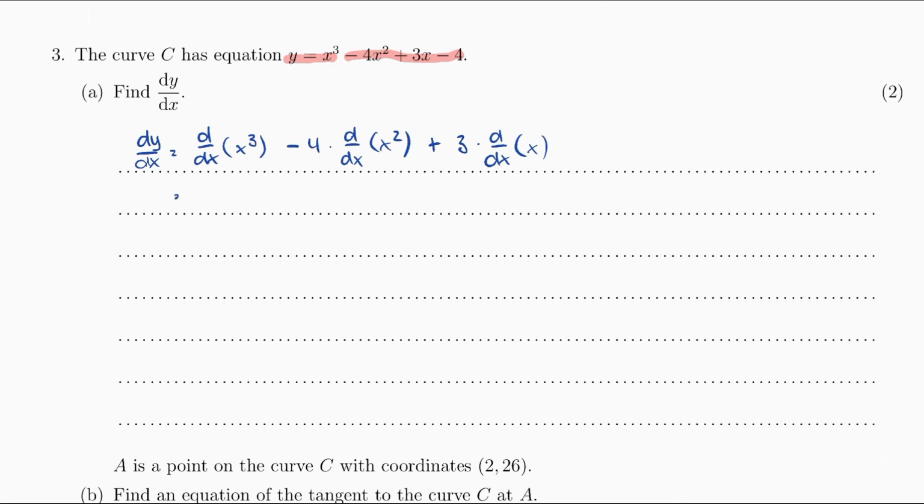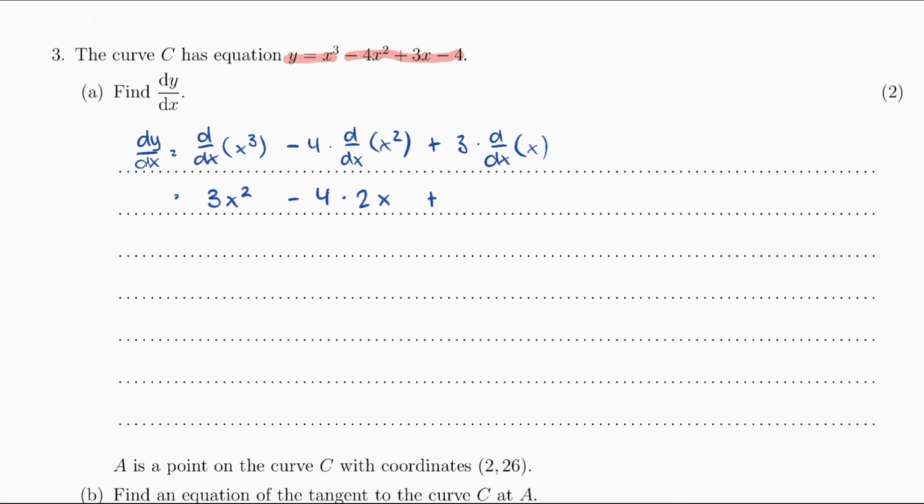So for the derivative of x cubed, we can use the power rule here by bringing the power to the front. Then we take away 1 from the power. So from x cubed, we go down to x squared. And we have negative 4 multiplied by the derivative of x squared. Again, we'll use the power rule. So you bring the power to the front and minus 1 from the power. So from x squared, we go to x to the power 1, which is the same thing as x.